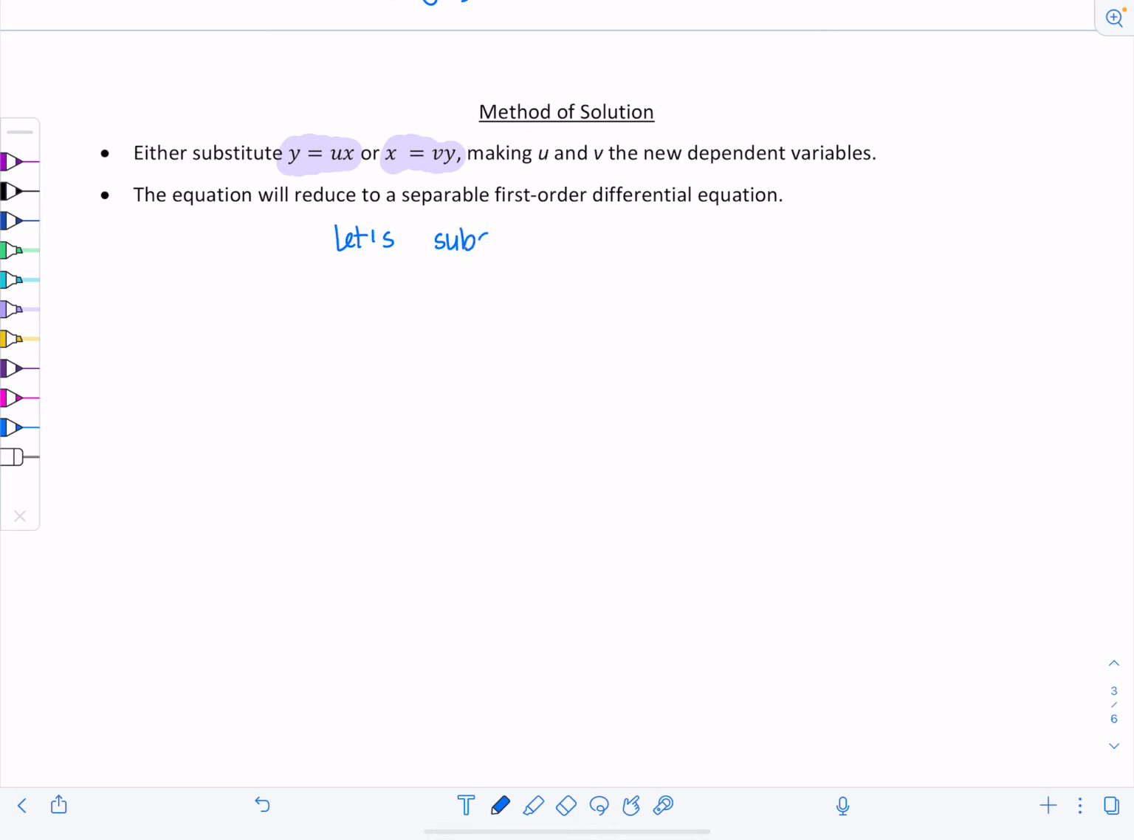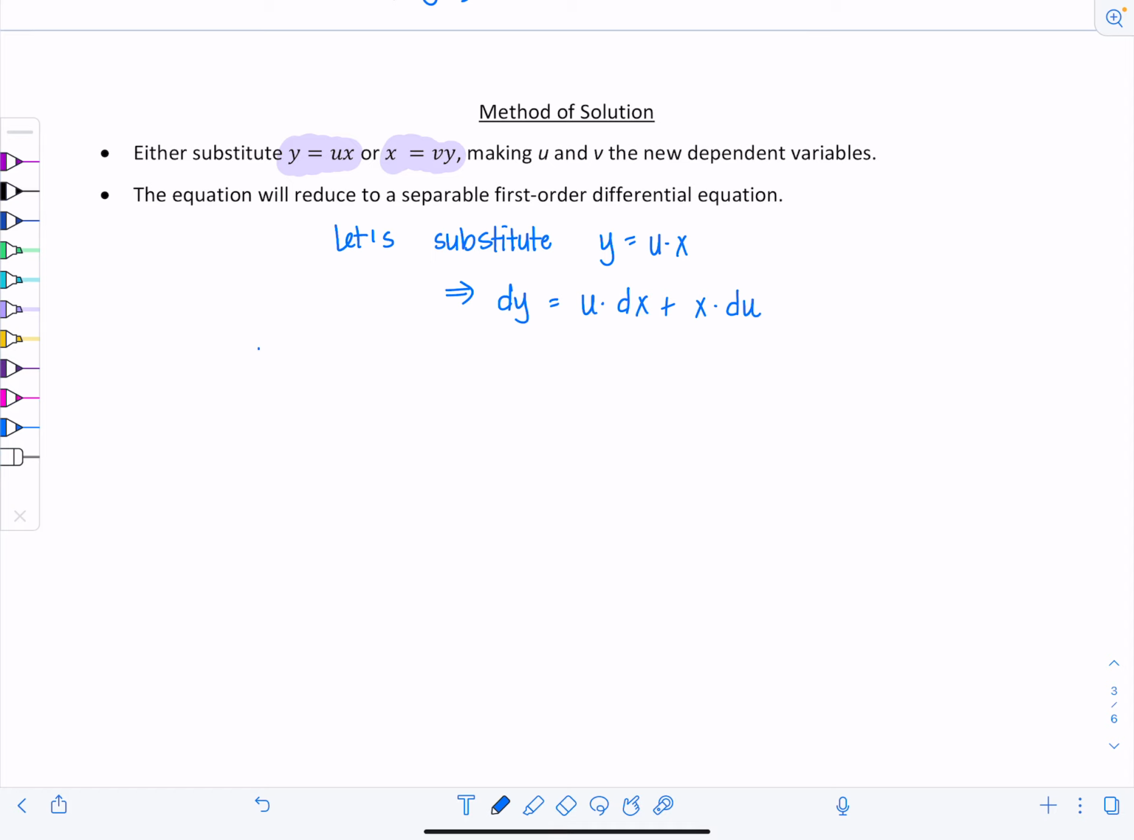So let's substitute y is equal to u times x. Now I need to figure out what the differential dy is going to be so I can make this change of variables. And when I find dy, notice I have to apply the product rule. So differentiating u times x, I'll have u dx plus x times du. So I'm going to replace dy with that entire expression.